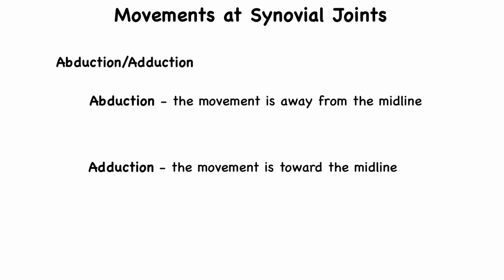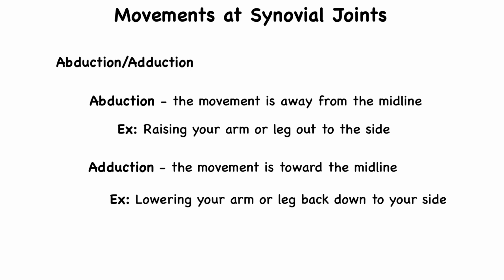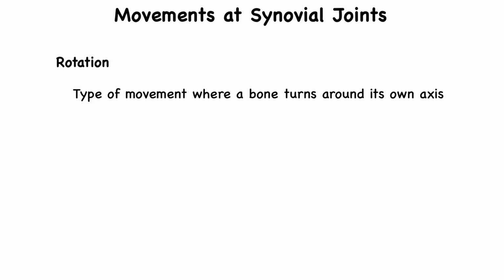So raising your arm or leg out to the side moves it away from the midline, or abduction, and then lowering your arm or leg back down to your side would be adduction, or moving it toward the midline. These movements occur at joints that permit motion in more than one plane, including ball and socket joints, condyloid joints, and saddle joints.